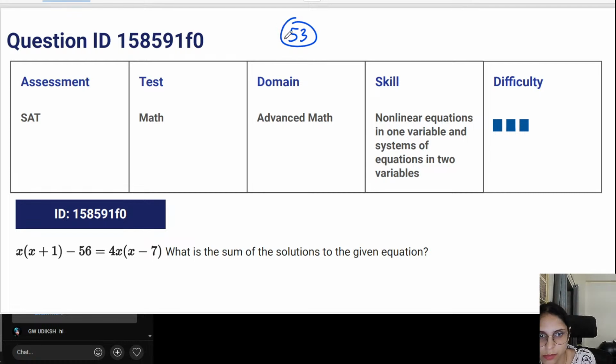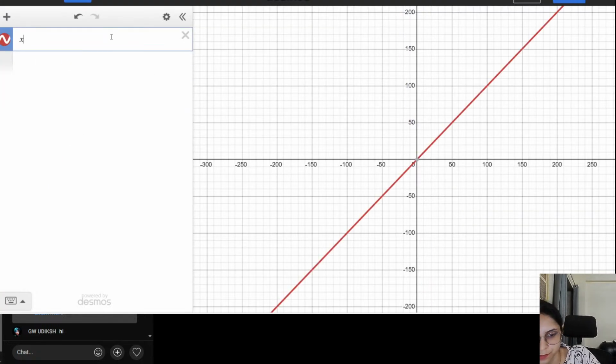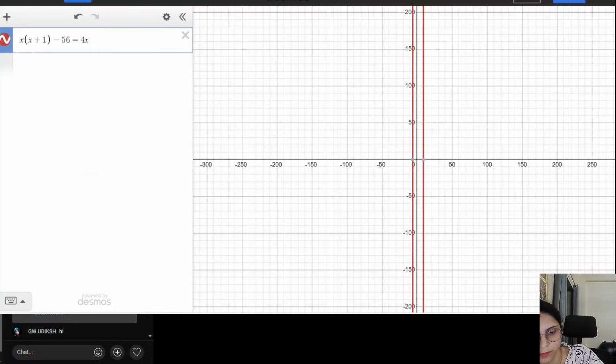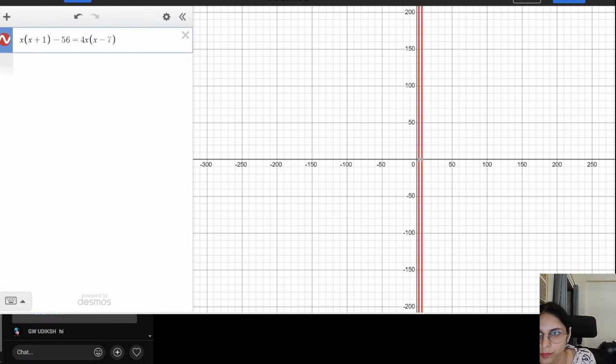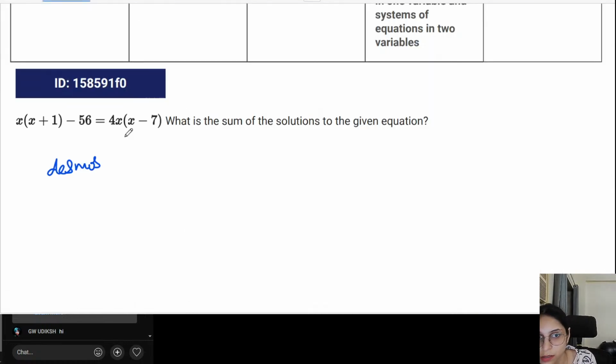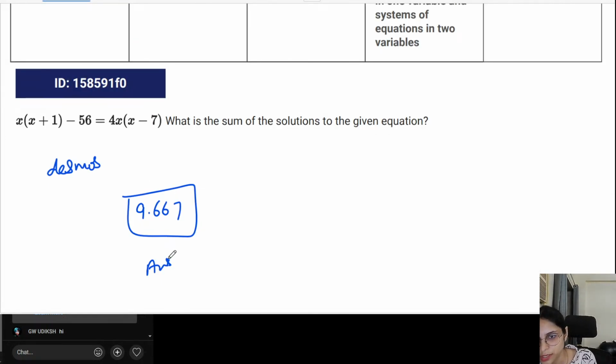53 is again this one. You have to find the sum of solutions. So again, there are two methods. Nine point six six six six seven. So you can write 9.666 also. That's also acceptable. 9.667 is also acceptable. Now method 2 would be, like I told you, sum of solution is negative b over a.